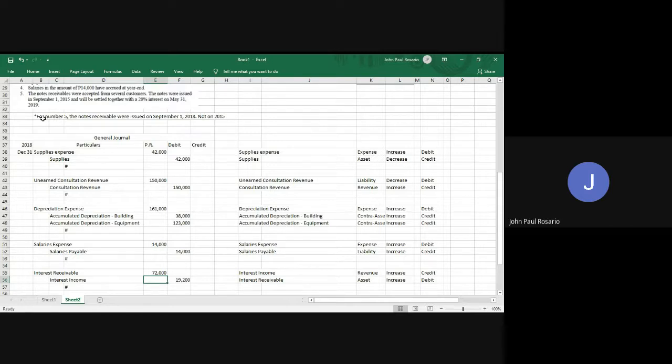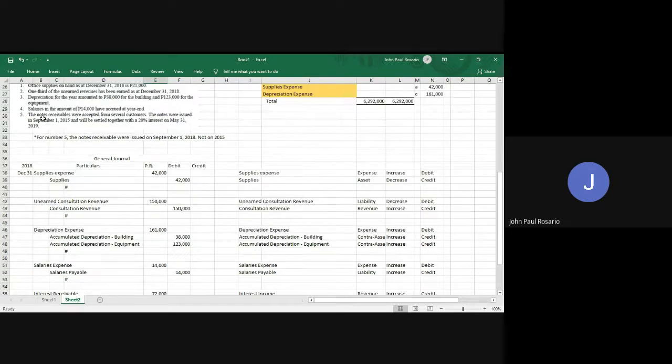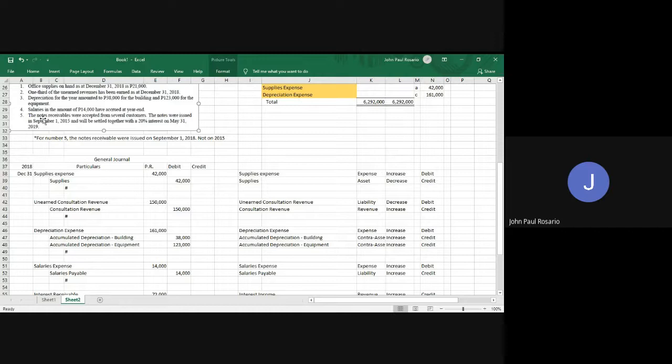let's edit problem number 5. Okay. The notes receivable were accepted from several customers. The notes were issued in September.